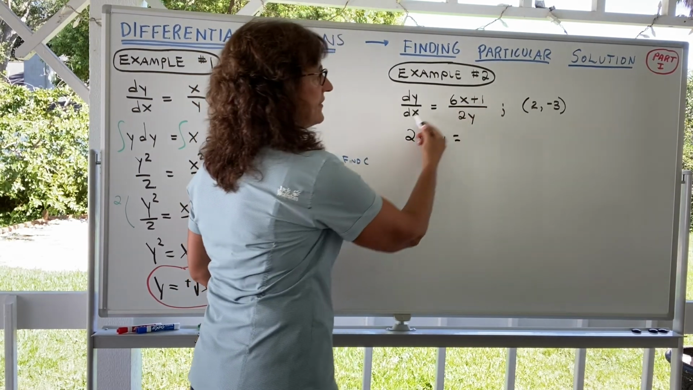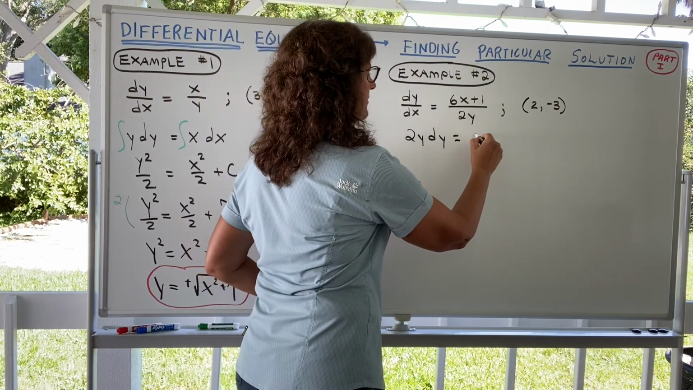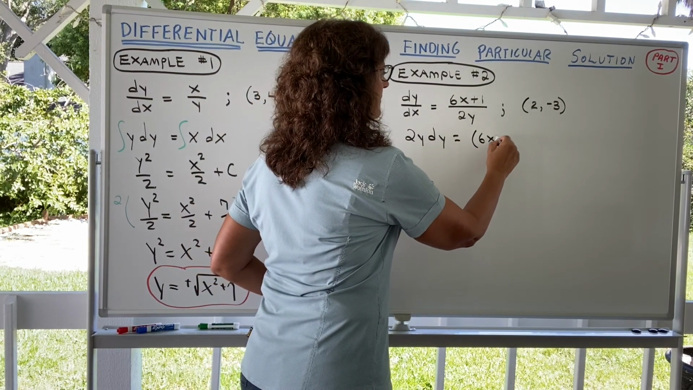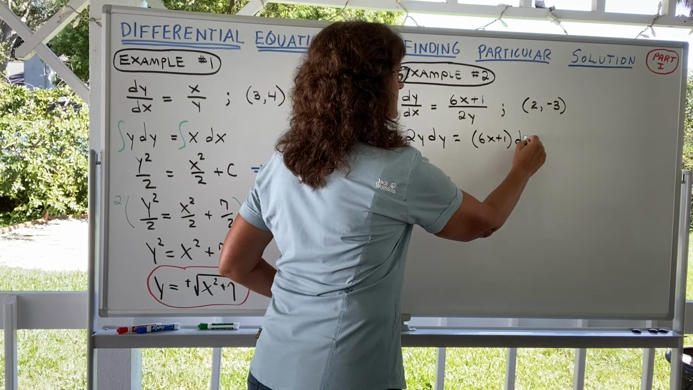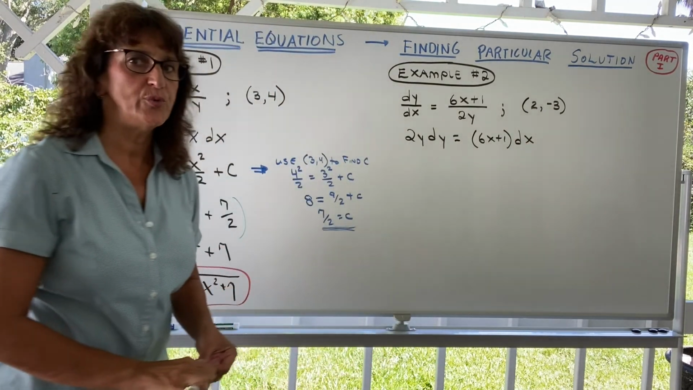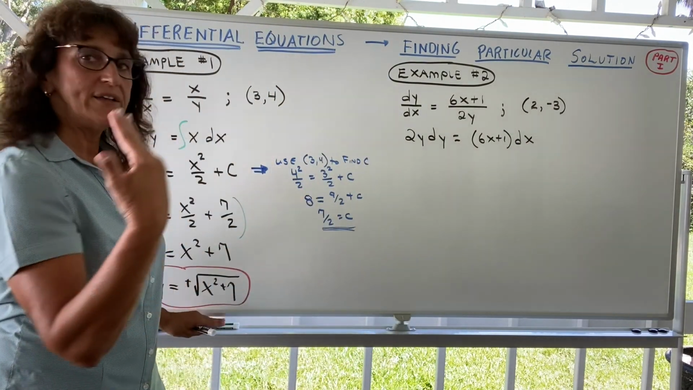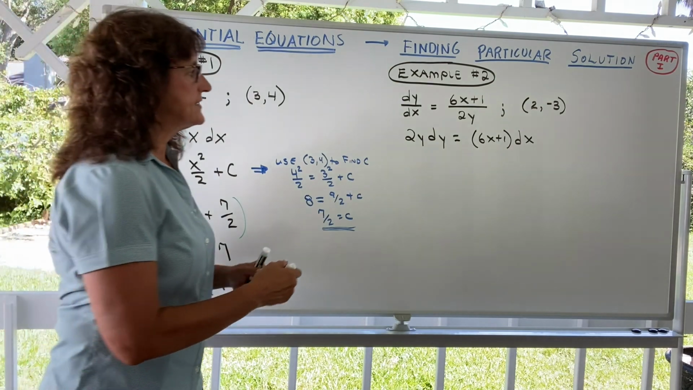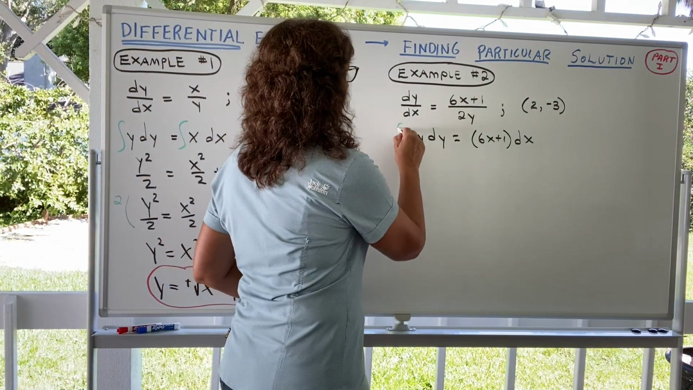Right, and then you multiply this way, you have the quantity 6x plus 1. So the quantity is 6x plus 1 in dx. Okay, so separation of variables, do whatever you need to do to get y's on the left, x's on the right. Okay, all right, so then we integrate both sides.